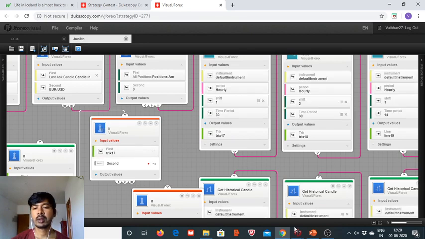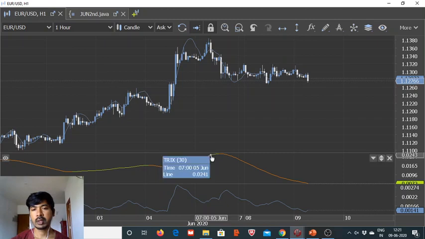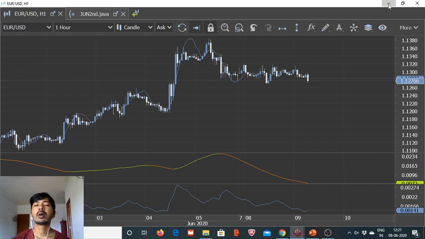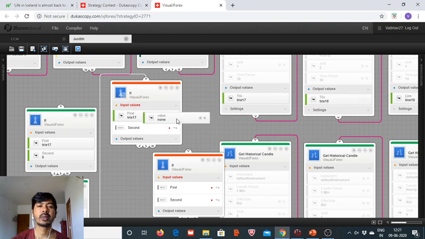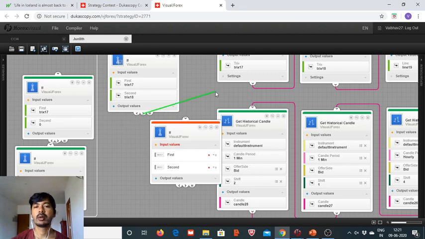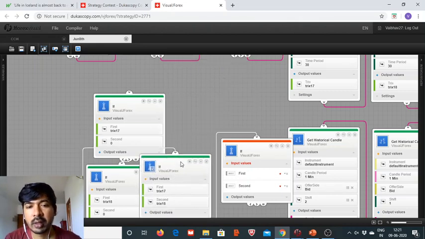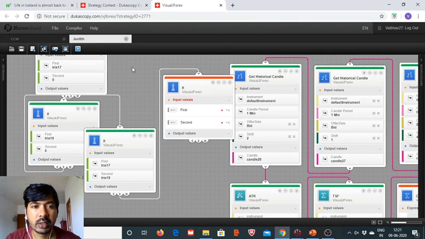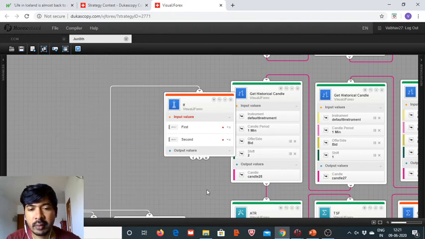So here let us do some, yes it is right, we are getting our condition correct, and now TRIX 17 should be greater than TRIX 18, first input greater than second input. Here we go, TRIX conditions have been defined. Now we will need to turn our attention to the TSF and the historical candles closing levels.